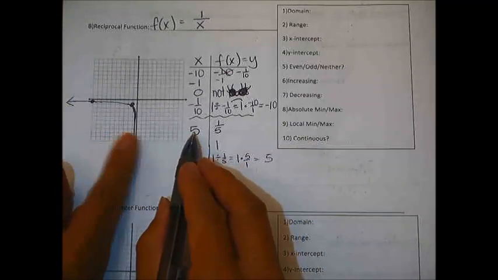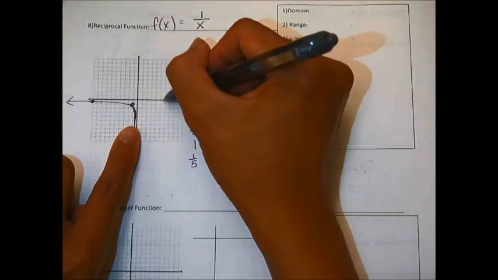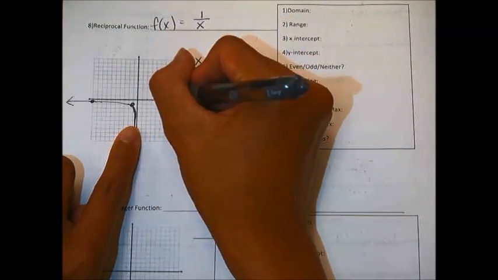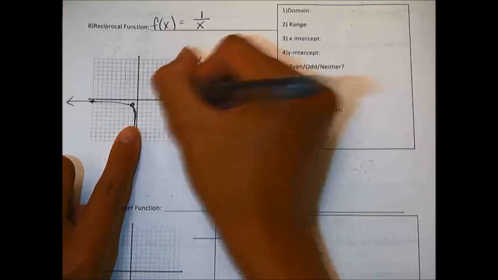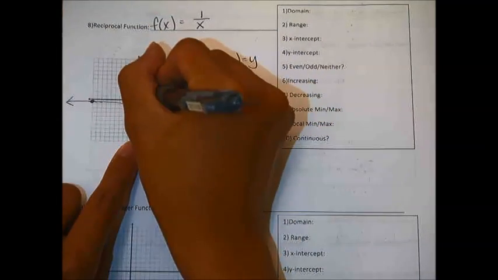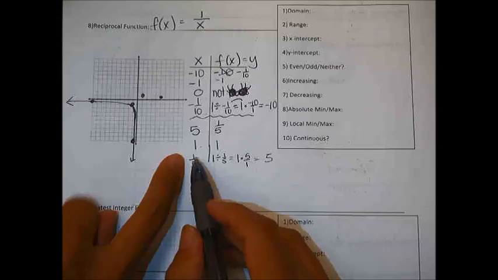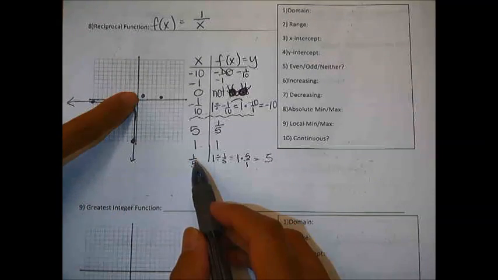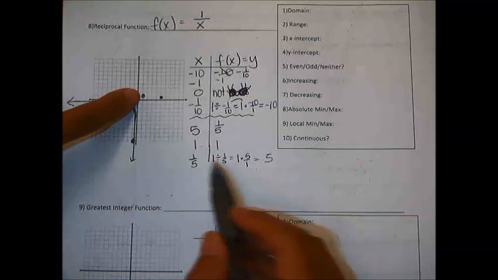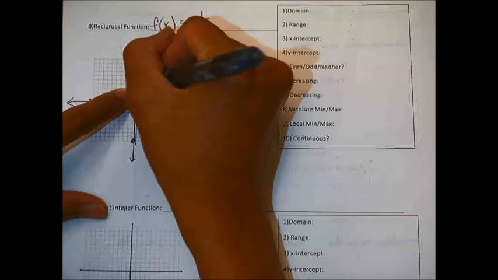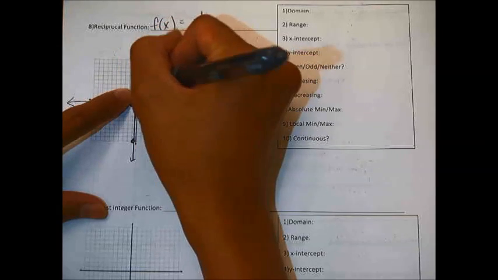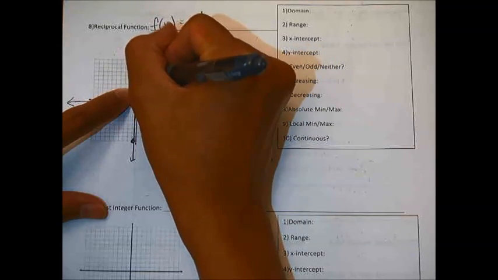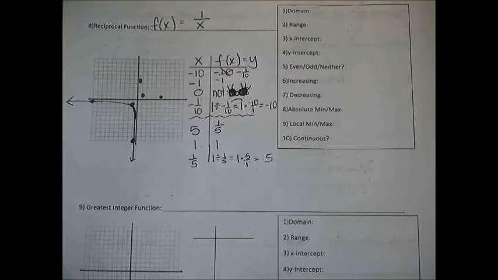So input 5, I get 1/5, which is positive. 1 comma 1. And when x is 1/5, which is super tiny, close to here, I need to go all the way to 5. 2, 4, 5. There you go. I want to make sure I can count. All right. So those are the dots.